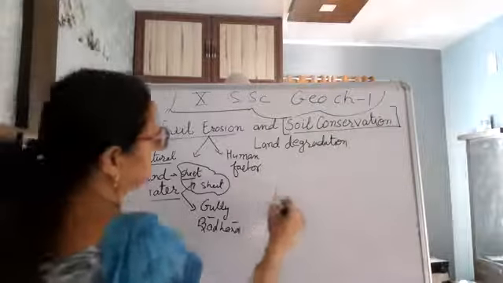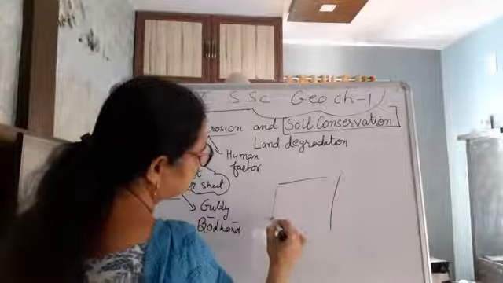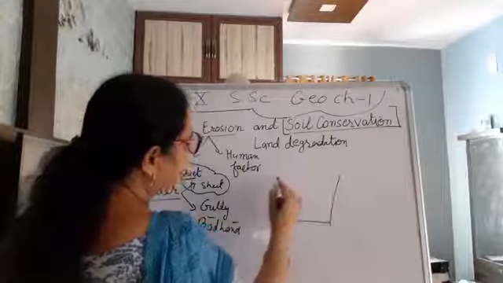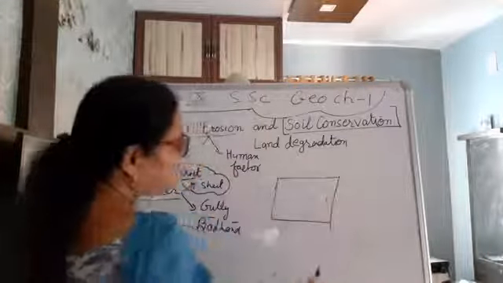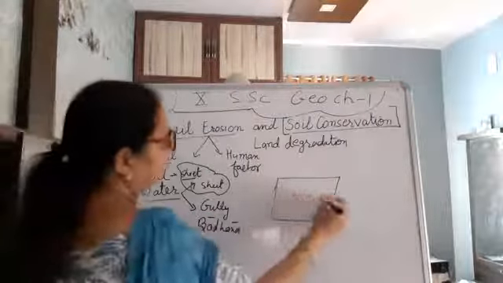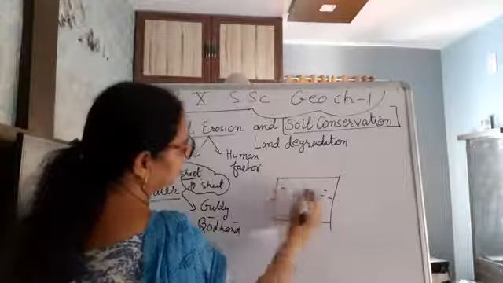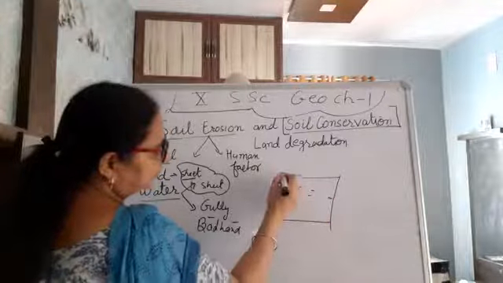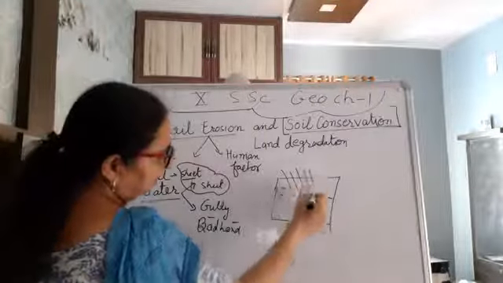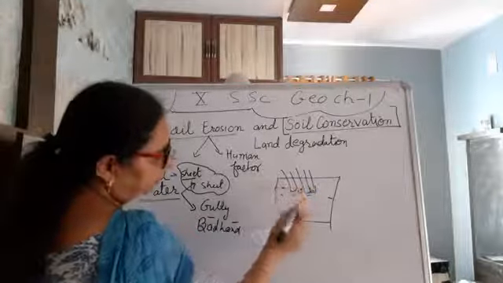Suppose this is a piece of land, okay, and when your land is there, water is there through the rain or any river water, right?